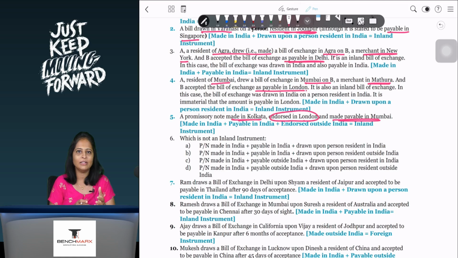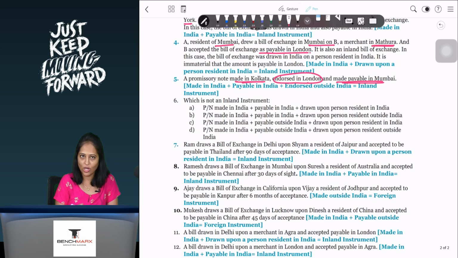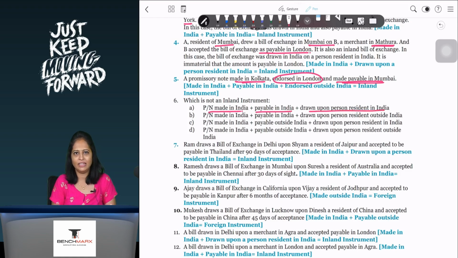Only because there's London written, do not write foreign instrument. See, if it is endorsed, doesn't make it a foreign instrument. Now, interesting question. I have not written the answer here because I want you to think first. Which is not an inland instrument? First, promissory note made in India plus payable in India, drawn upon a person resident in India. Everything is in India. So, it's an inland instrument. It is asking what is not an inland instrument, correct?